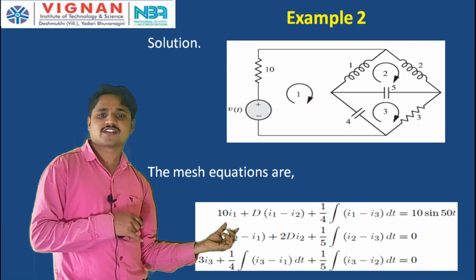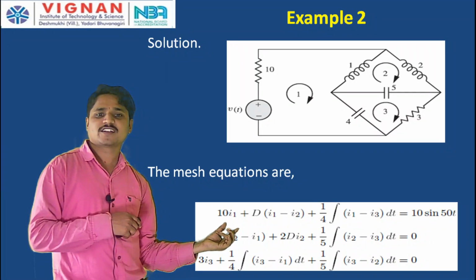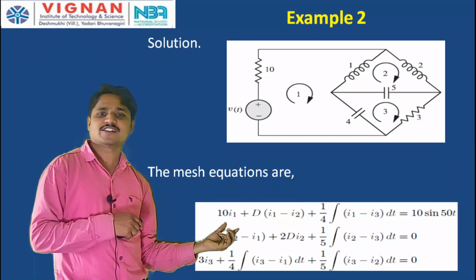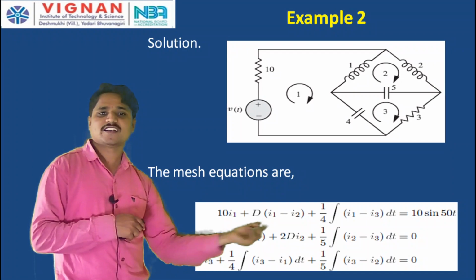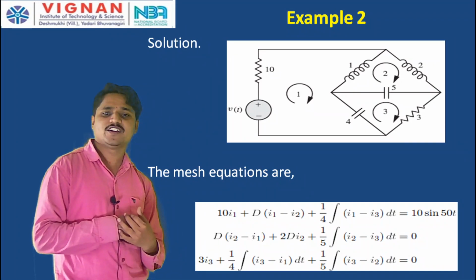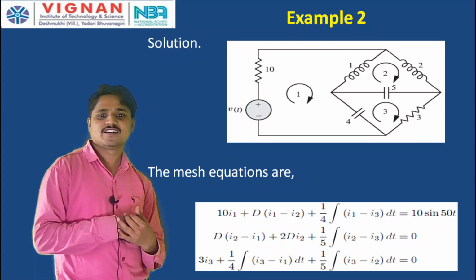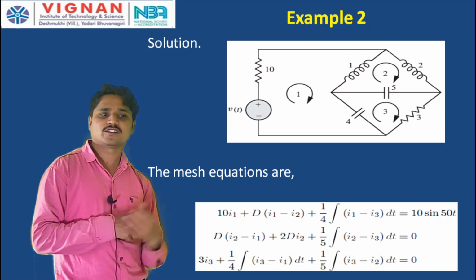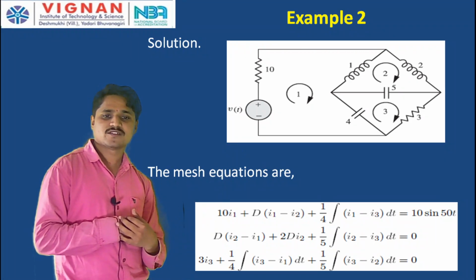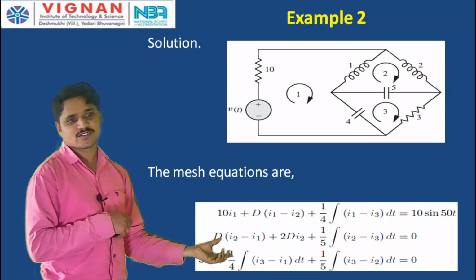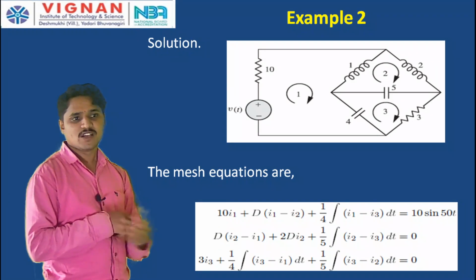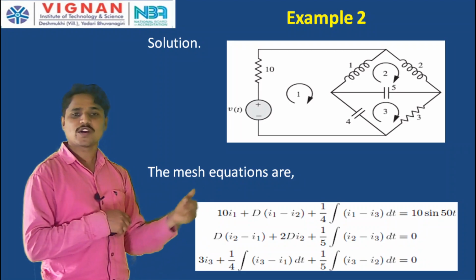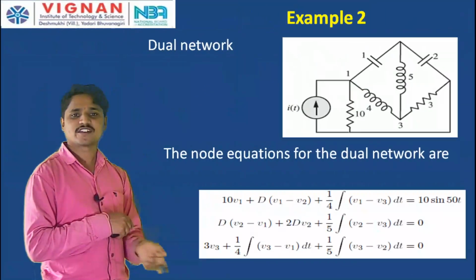Voltage across the resistor is 10 into I1, plus voltage across the inductor, 1 into d by dt of (I1 minus I2), where I1 is entering and I2 is leaving, plus voltage across the capacitor, 1/4 into the integral of (I1 minus I3) dt, is equal to 10 sin 50t. That is Kirchhoff's voltage law in the first mesh. Now apply it in the second and third meshes, and you will get these equations. These mathematical equations must look the same as the equations here.